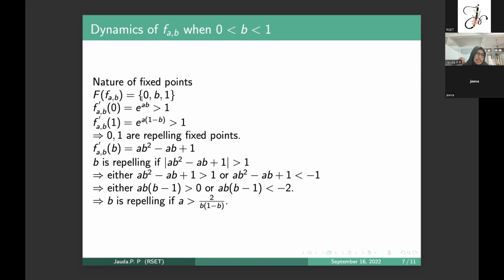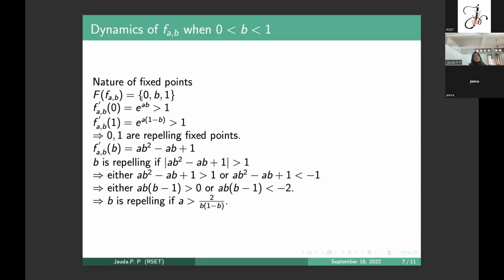F_{a,b}'(0) is greater than 1. Similarly, the derivative of F_{a,b} at 1 is also greater than 1. So we can say that 0 and 1 are repelling fixed points. Now b is also a fixed point of F_{a,b}. It is a repelling or attracting fixed point according to the value of a.